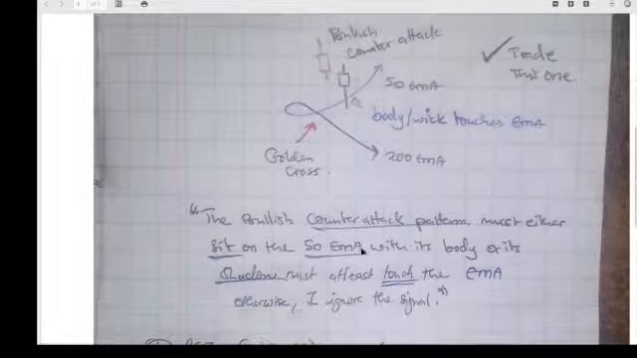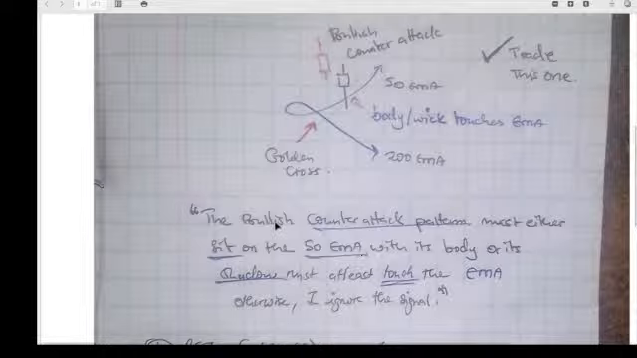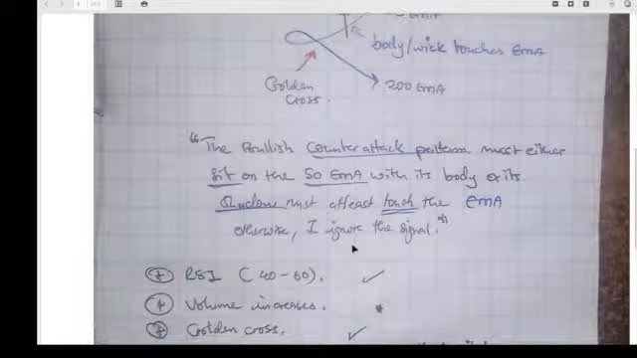Now, the bullish counter-attack pattern must either sit on the 50 EMA with its body or its shadow must at least touch the EMA, otherwise I ignore the signal. So that's what you want to do. You want a candlestick pattern that sits on the moving average.